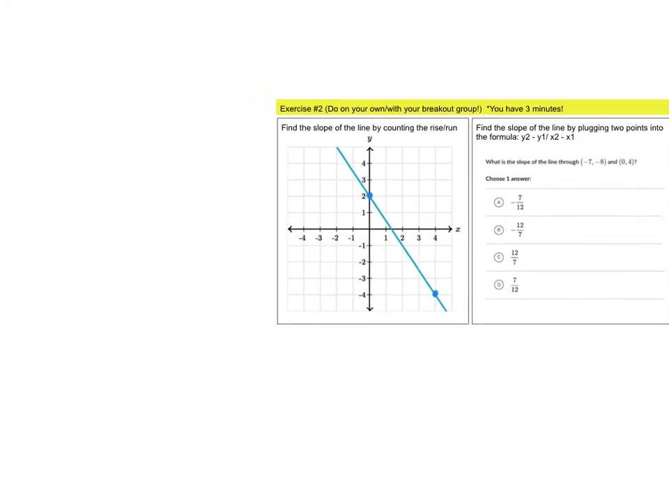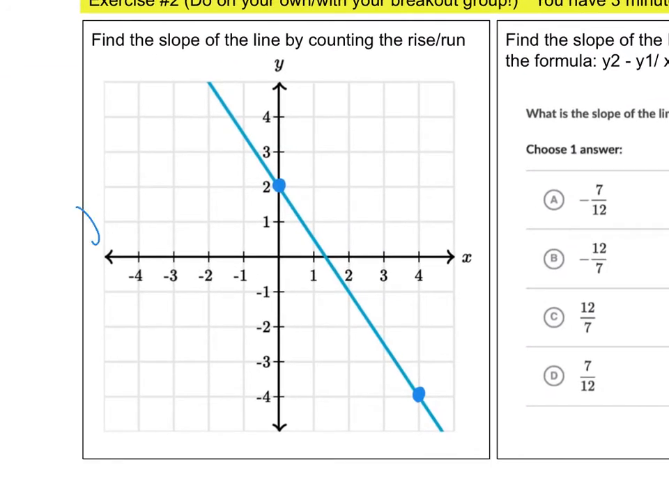All right, for this first part right here, this is the left side of my graph, and this is the right side of my graph. I'm looking for the point that's closer to the left to start with. So I'm going to start with this point right here, and I'm going to move to this point right here and see what's my rise, what's my run. My rise, I'm going down, so my rise is going to be negative. I'm going down 1, 2, 3, 4, 5, 6. So I went down 6.